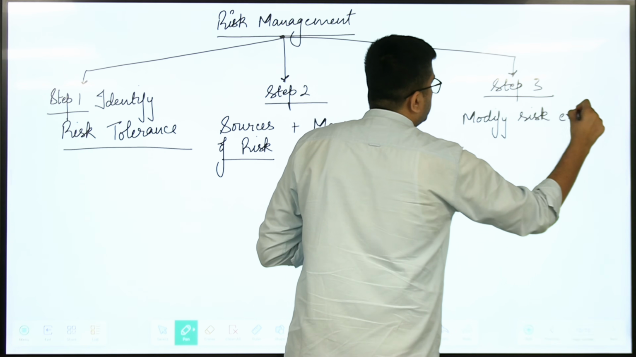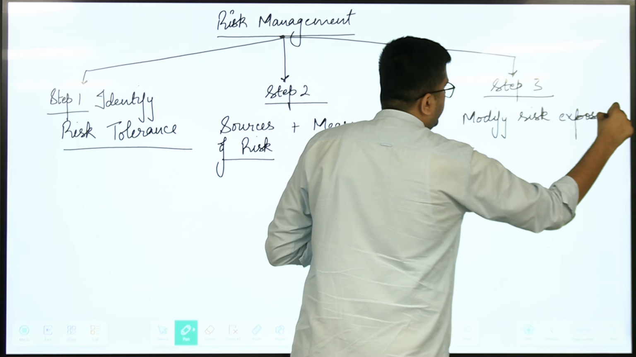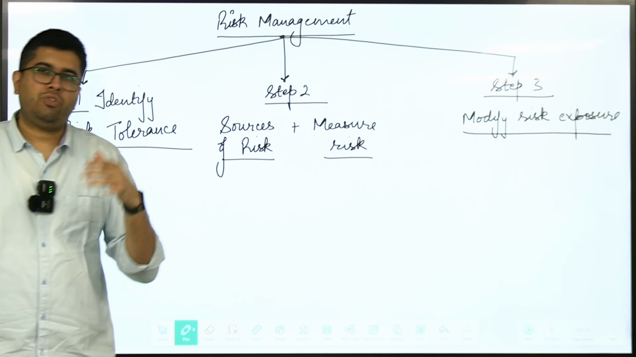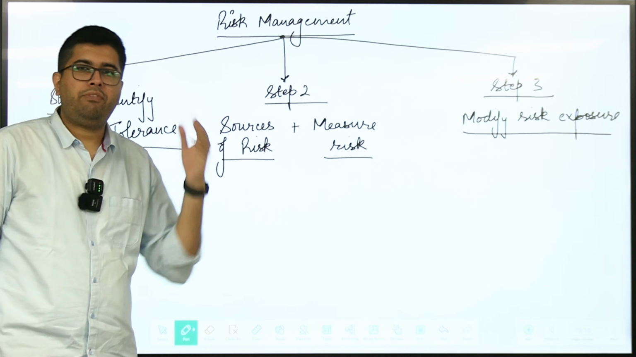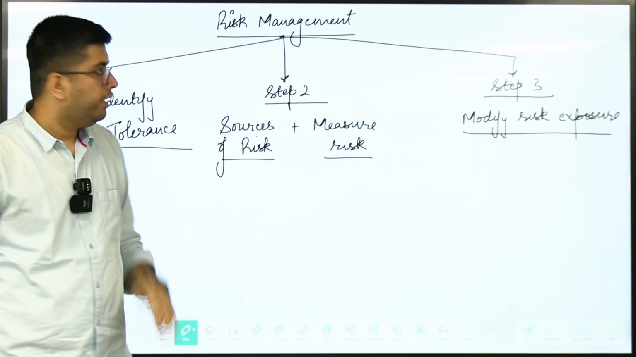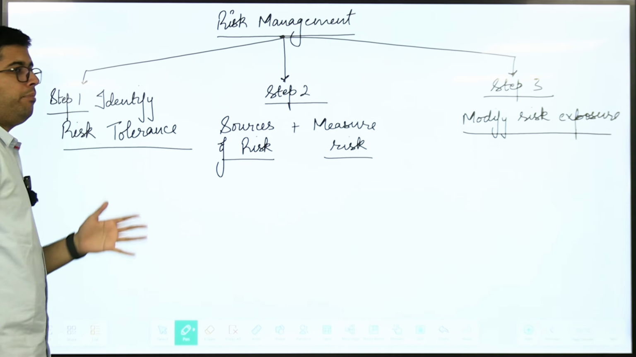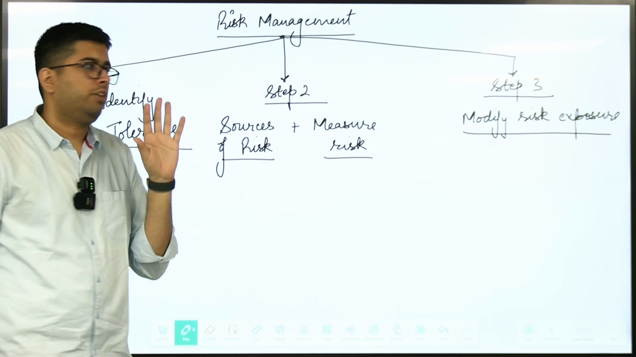Because sometimes the risk exposure may be too high, so I may need insurance or something like that. Sometimes the risk exposure may be too less, so I'm simply okay to bear the burden. Whenever loss will happen, I will bear it. Now, apart from these steps, the rest of the chapter has nothing new for us to study.